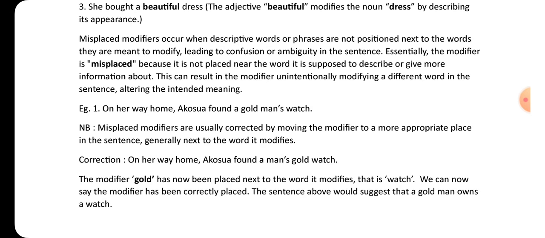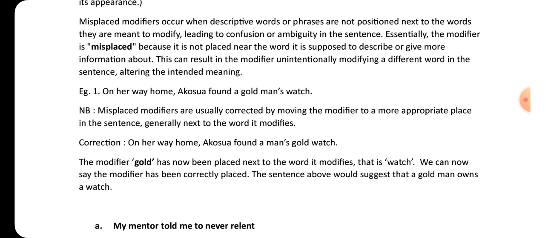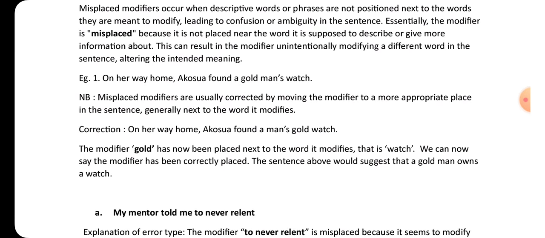So let's look at this. In the example I gave, I said that on her way home, Akosia found a ghost man's watch. So let's now correct this one. We say that on her way home, Akosia found a man's gold watch. Do you get it? A man's gold watch. On her way home, Akosia found a man's gold watch. So this is how we do it. So we have modified it.